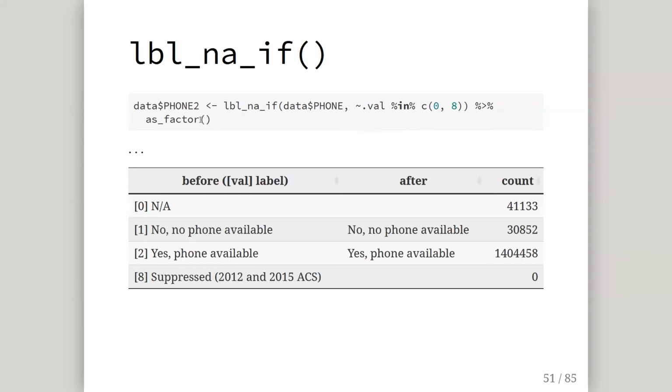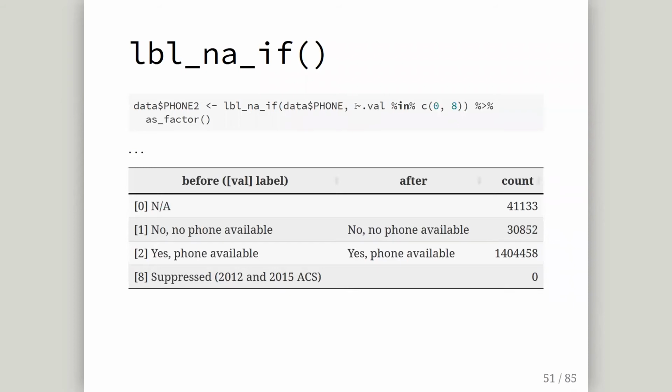And then after that, we can convert it to a factor now that we've recoded it the way that we want. So this table below shows the result of that. The 0 NA and the 8 suppressed have been recoded to missing, and so they show up as blank. And notice here, I think this is a useful pattern to create a new variable when you're trying to recode your original variable. That way, if it doesn't come out right the first time, you can try again, and you won't lose that original variable.